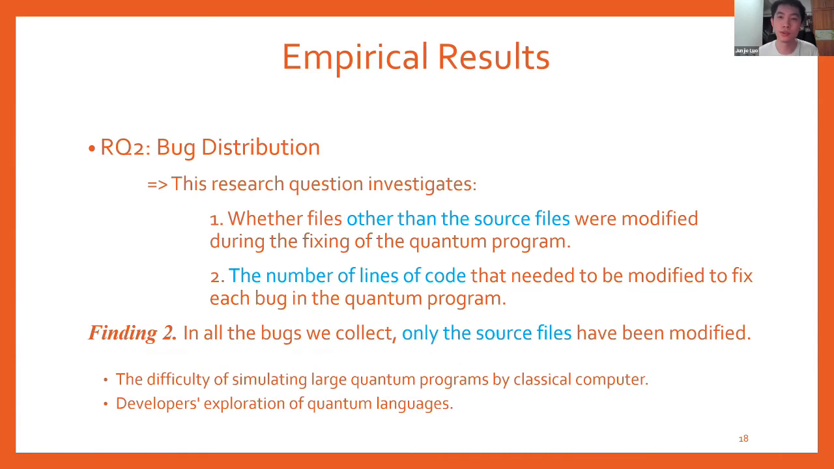The second research question investigates whether files other than the source files were modified during the fixing of the quantum programs, and the number of lines of code that need to be modified to fix each bug in the quantum programs. Here we give finding 2 directly. In all the bugs we collected, only the source file has been modified.